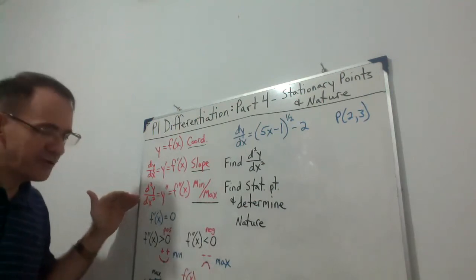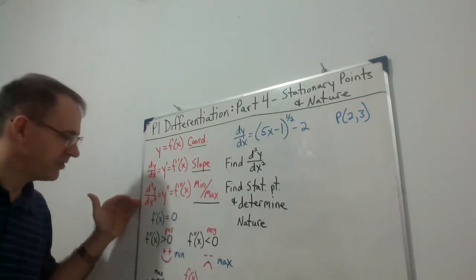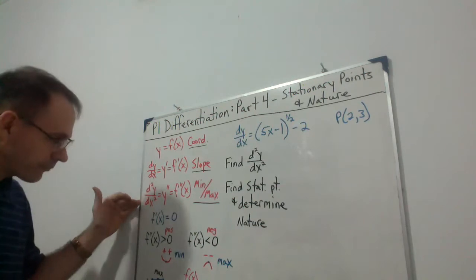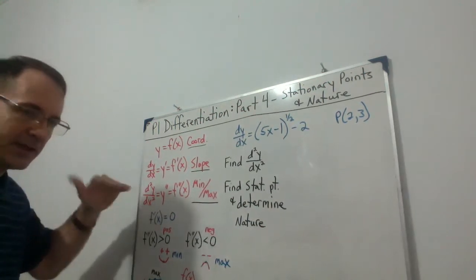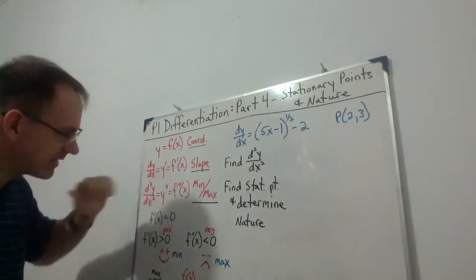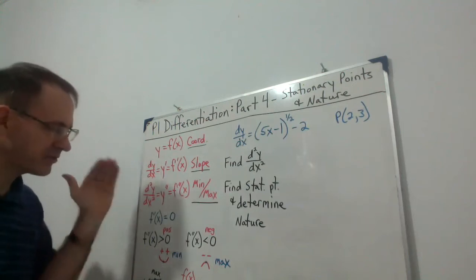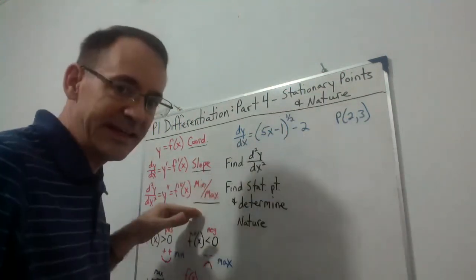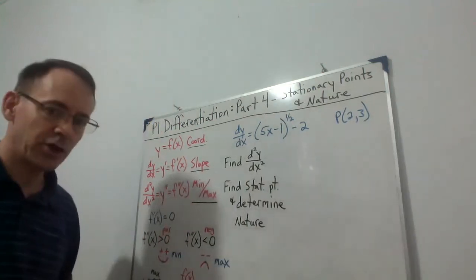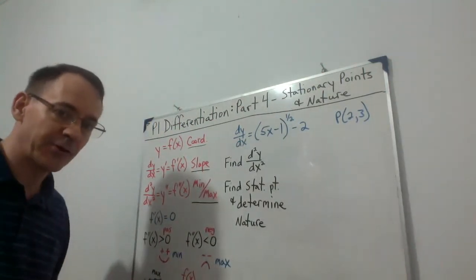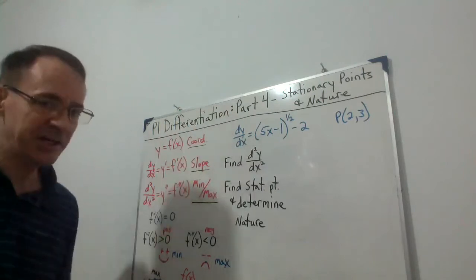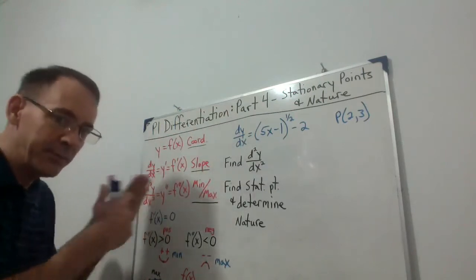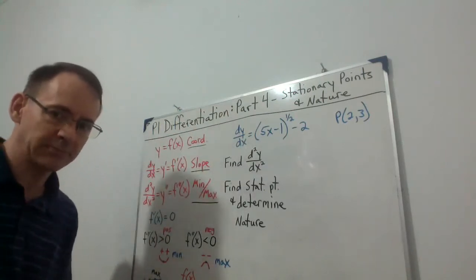Now we also are going to include the second derivative, which is the same formula, just done a second time. And this is going to provide for us what is described as the nature, meaning it will determine for us whether our stationary point is either a minimum point or a maximum point.